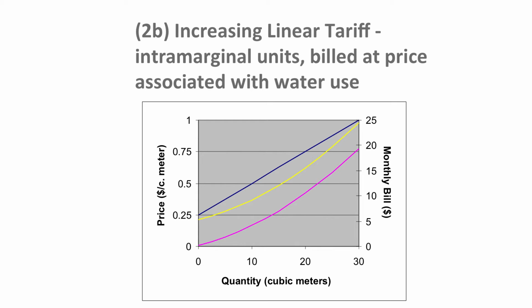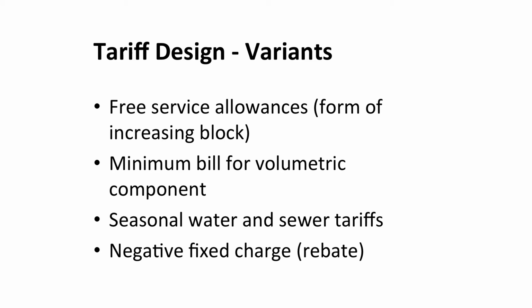The pink line shows the monthly water bill rising non-linearly as water use increases. Finally, the yellow line shows the total monthly water bill increasing at a nonlinear rate from a starting point of $5. That's the fixed charge again. Here, once again, the fixed charge shifts the pink line up by a fixed amount of $5 at every quantity of water use.